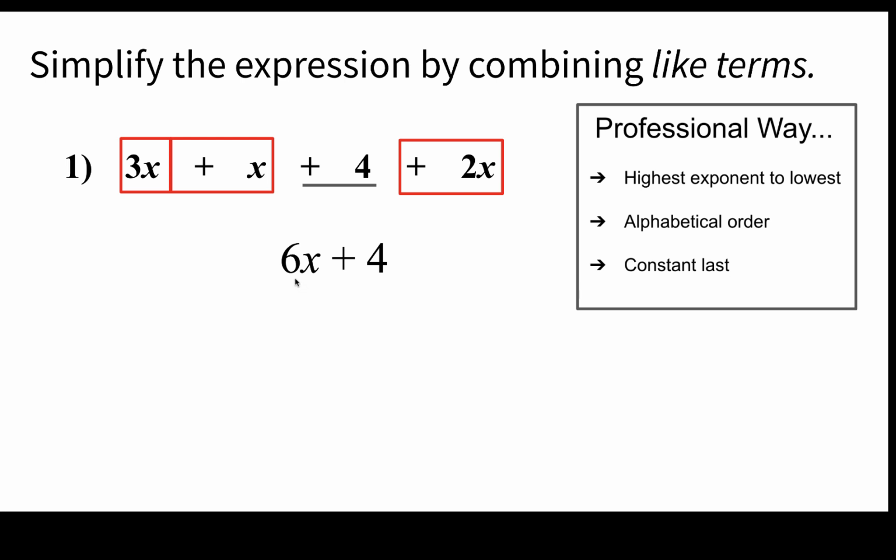In this expression, each term just has an invisible 1 as an exponent. There's no other letters outside of x, so we have it going in alphabetical order. Our constant is coming last. So we wrote this in the professional way.